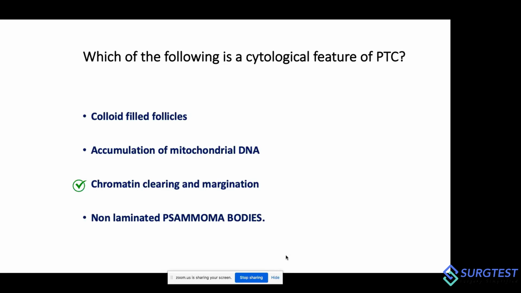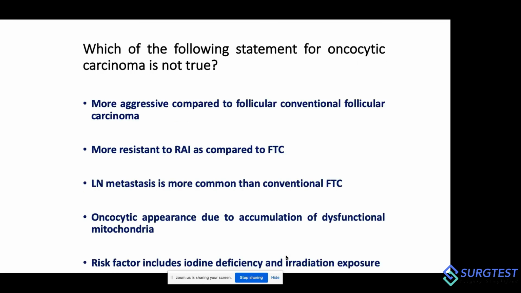If you remember, I have told you three distinct nuclear features. First is the shape and size. Second is the chromatin clearing, or phan Annie eyes, and third is the nuclear membrane pseudo-inclusion. Non-laminated psammoma bodies is not a feature of papillary thyroid carcinoma. It is Hurthle cell carcinoma. If it would have been a laminated psammoma body, it would have been a papillary thyroid cancer. Not true. Hurthle cell carcinoma.